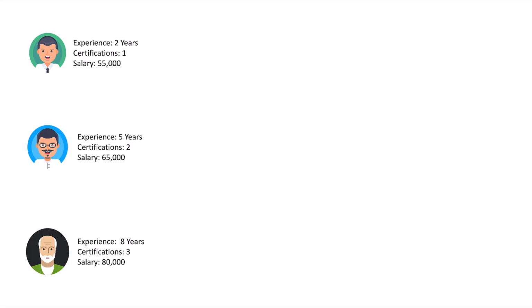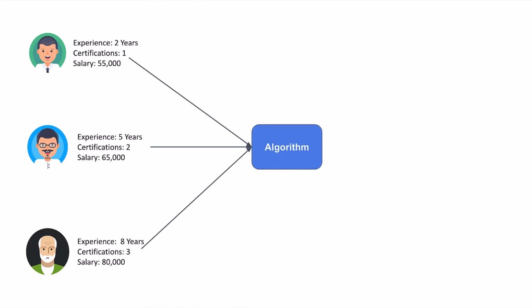Let's say we want to train a machine learning model to predict the salary of a person based upon his experience and certifications. To do that, we are firstly going to collect the dataset, and the dataset will consist of the experience, certification and salary of different persons. After getting the dataset, we are again going to pass it to our machine learning algorithm, and now our machine learning algorithm will find the pattern and we will get our trained model.